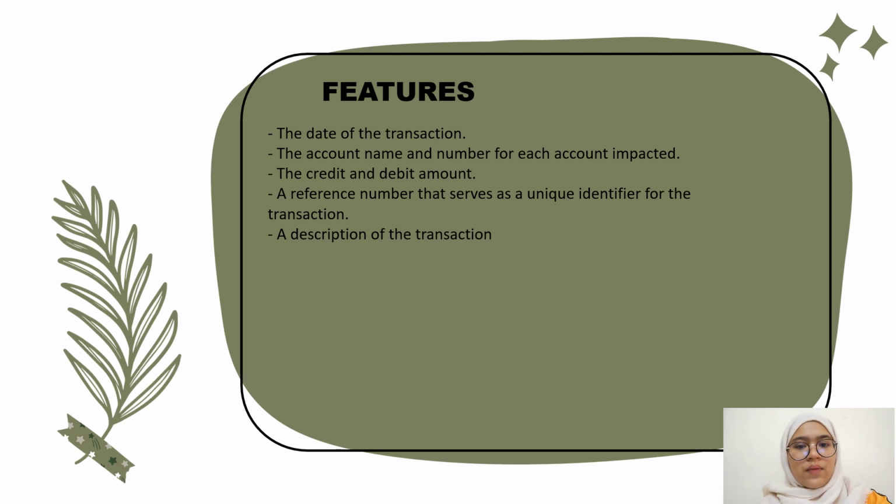Next is the features of general journal. General journal must have the date of transaction, the account name and number for each account impacted, the credit and debit amount, a reference number, and lastly a description of the transaction.